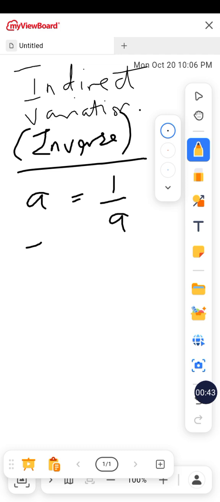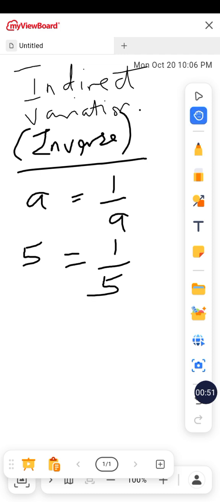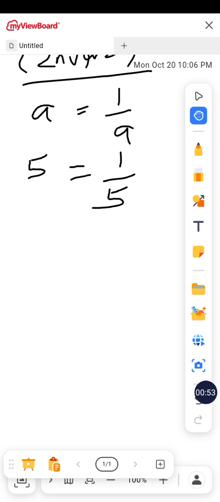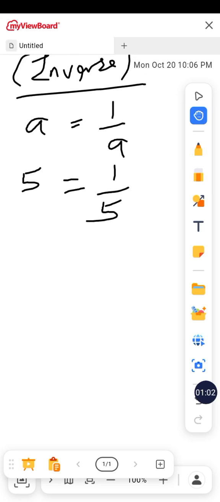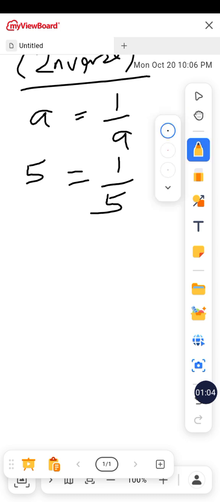If you have a number 5, the inverse of 5 is 1 over 5. So in inverse variation, one of the variables is going up while the other variable is going down. They are going in opposite directions. So before they commence inverse variation questions, they write something like A varies inversely as B.